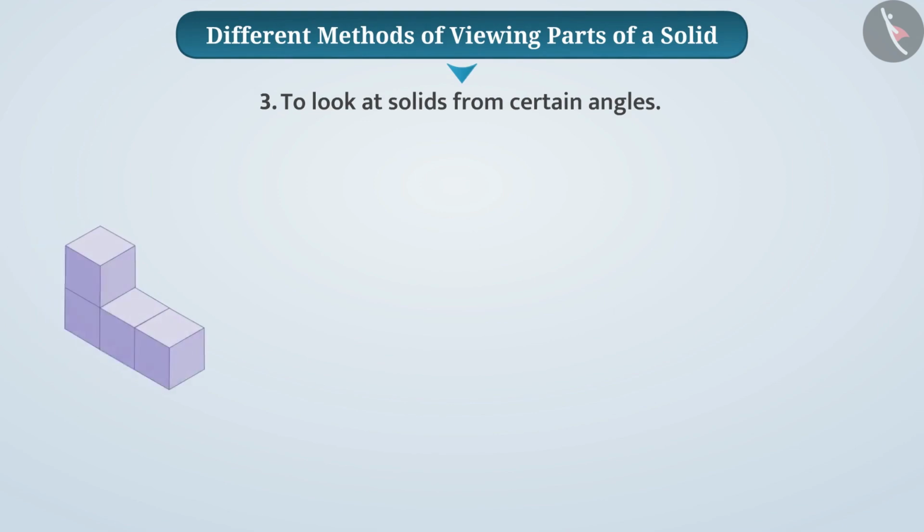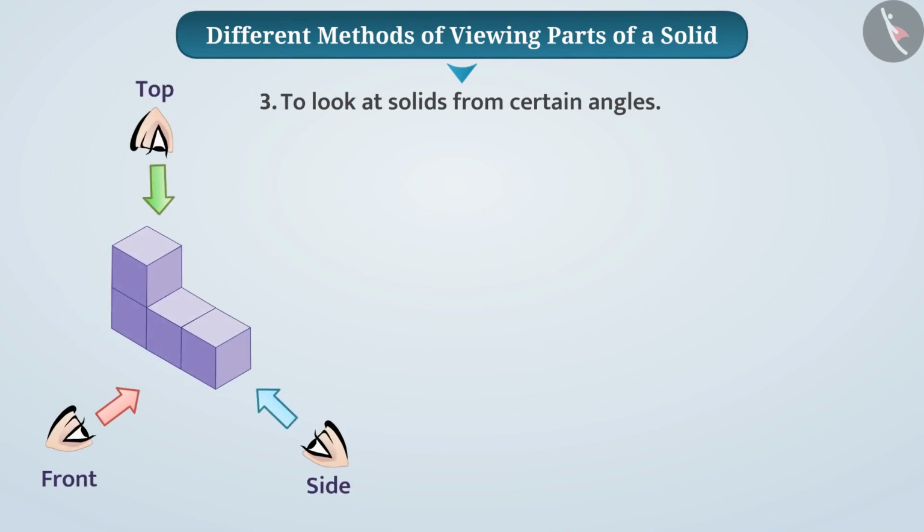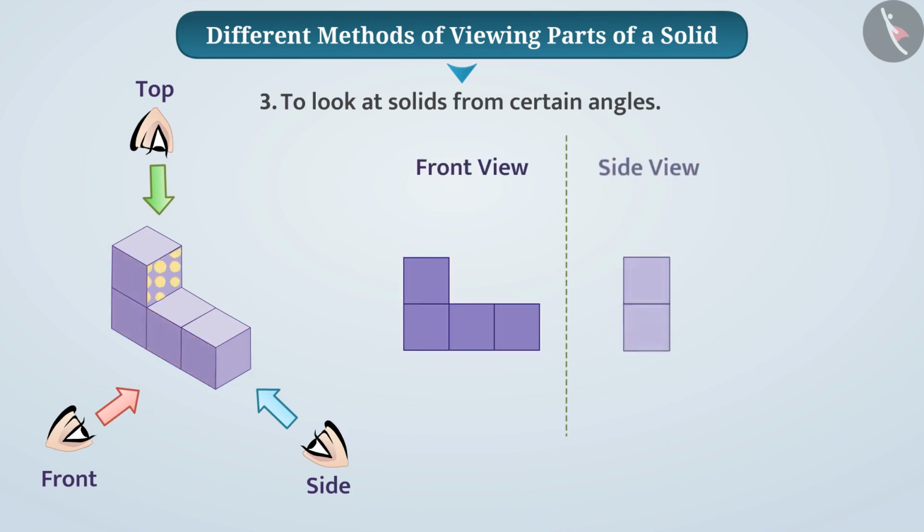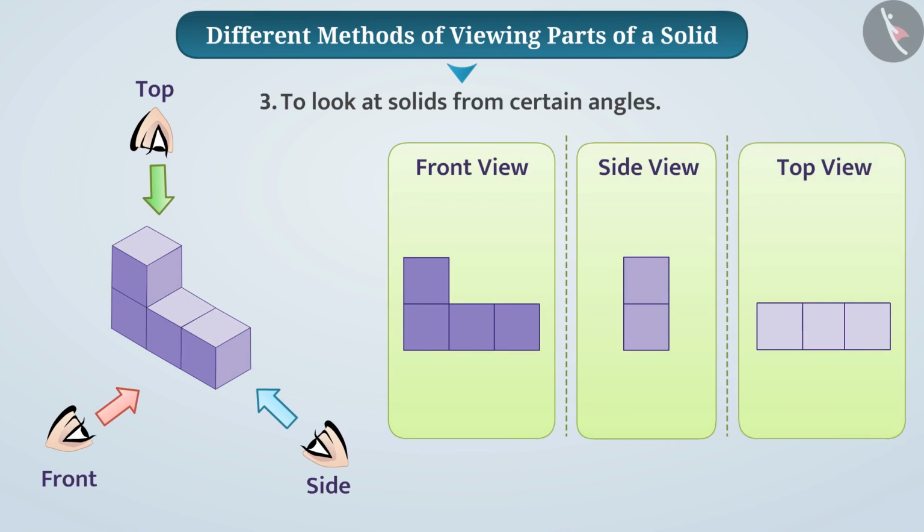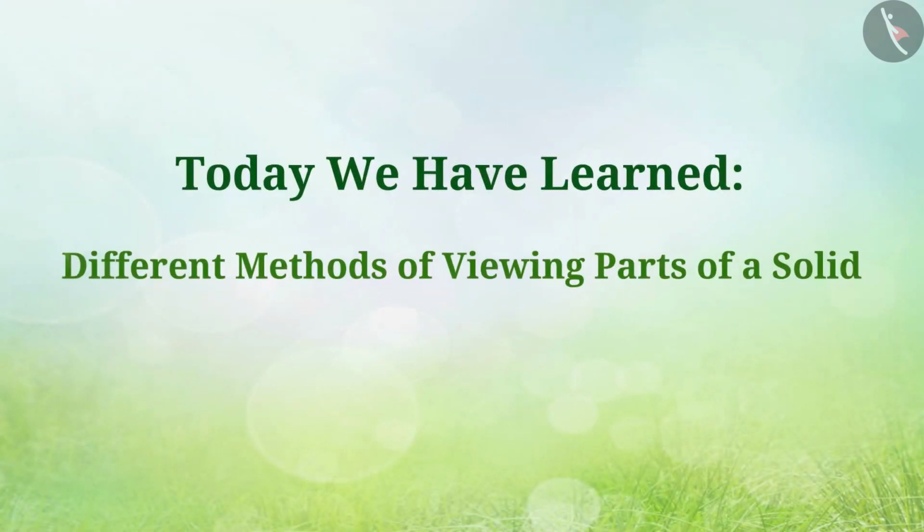We can also draw all three views from the shapes made of cubes. For this solid, the front view, side view, and top view can be drawn in this way. So today we have learned about different methods of viewing parts of a solid. In the next video, we will see some examples related to these.